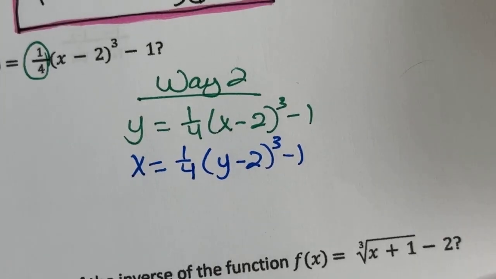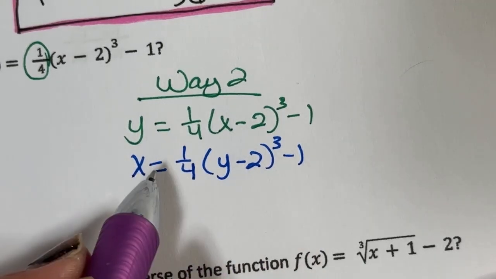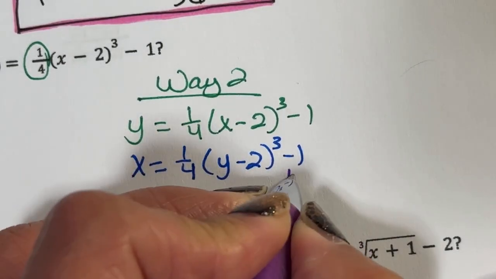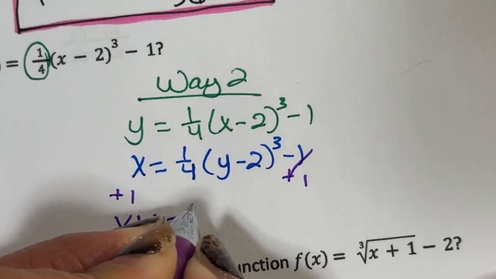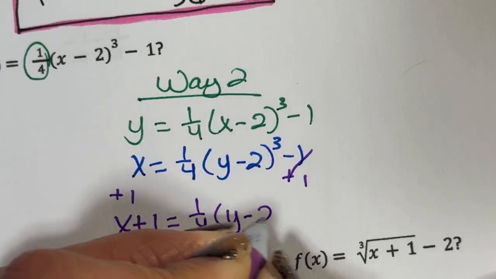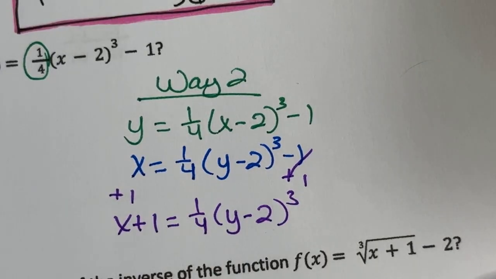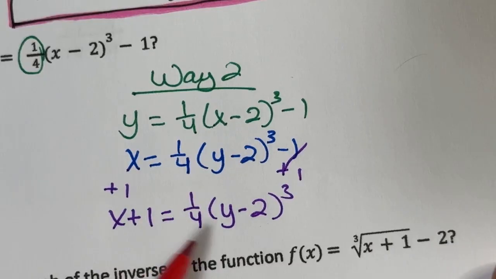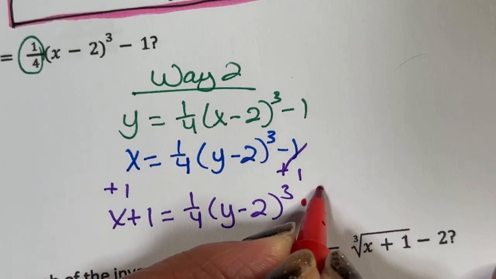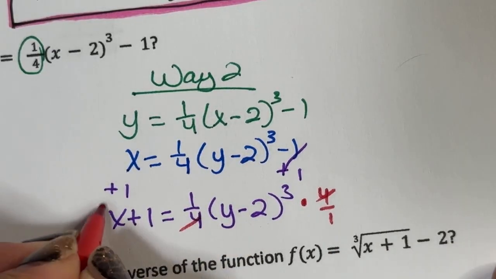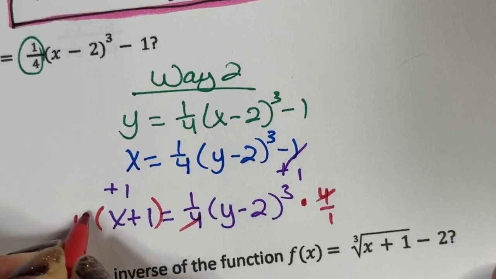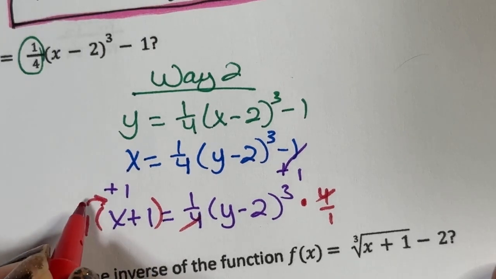And then we need to solve for y, so we need to start getting this stuff away from the y. So we're going to need to add 1 to both sides, reverse order of operations. So x plus 1 is equal to 1/4 times y minus 2 quantity cubed. We need to get rid of that 1/4 in front of the y minus 2 quantity cubed. And the only way to get rid of a fraction is to multiply by its reciprocal, because then the 4's will cross cancel. But that means I have to multiply the other side by 4/1. But 4/1 is just a 4. I don't really need the fraction part there because it's just a 1 anyway.